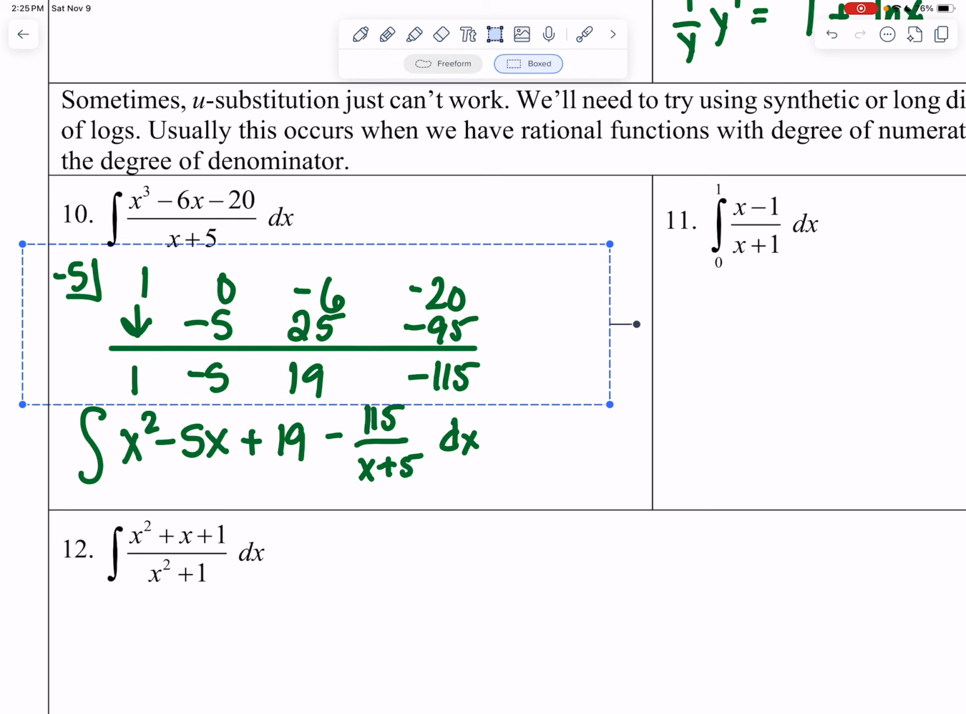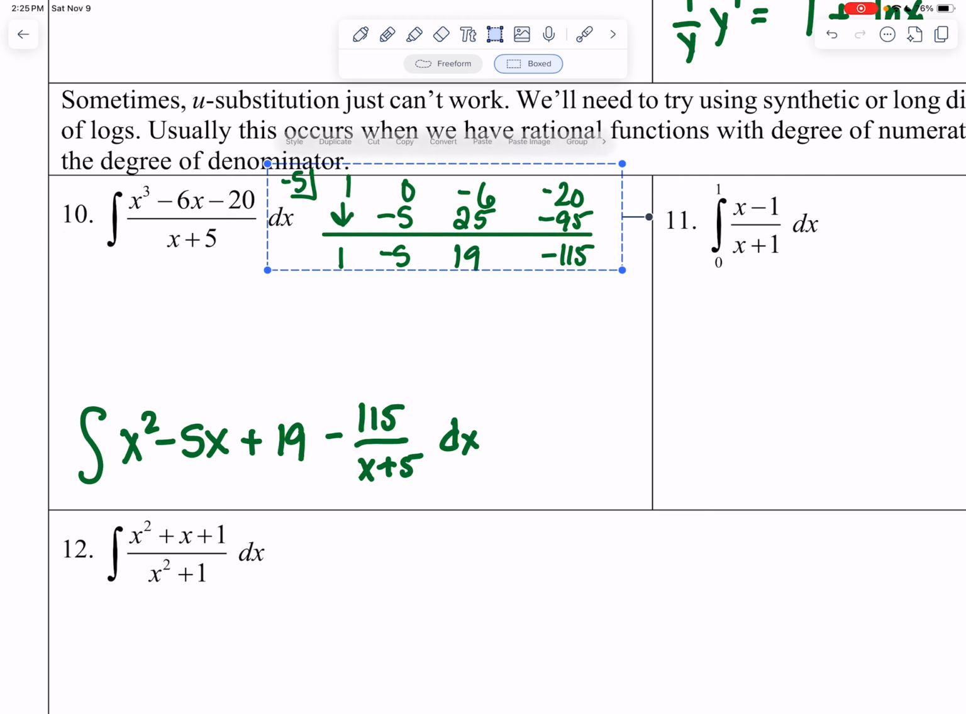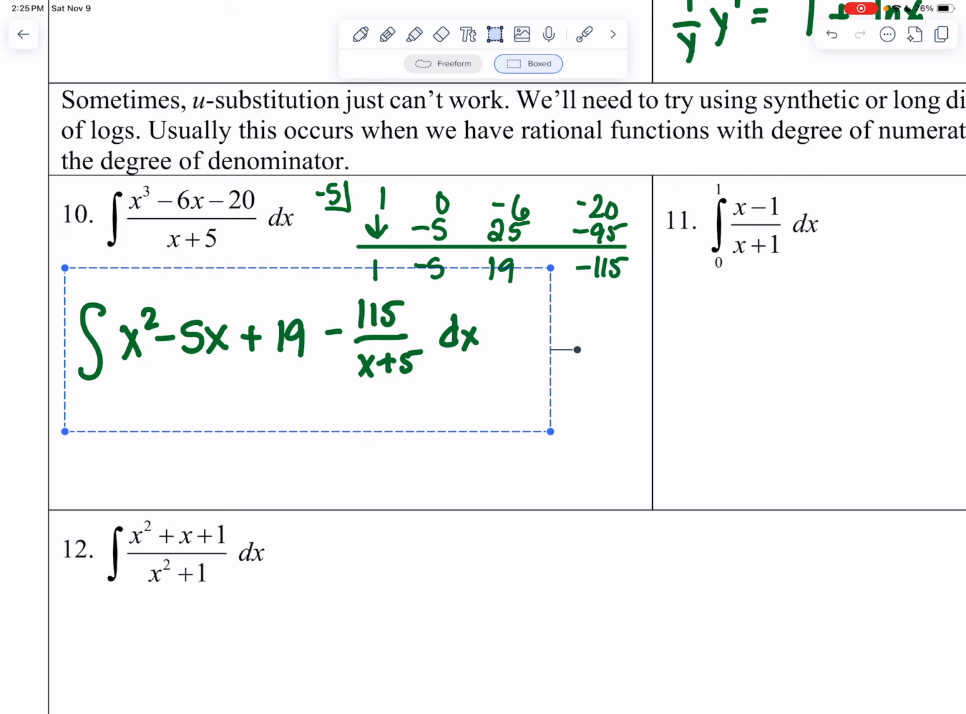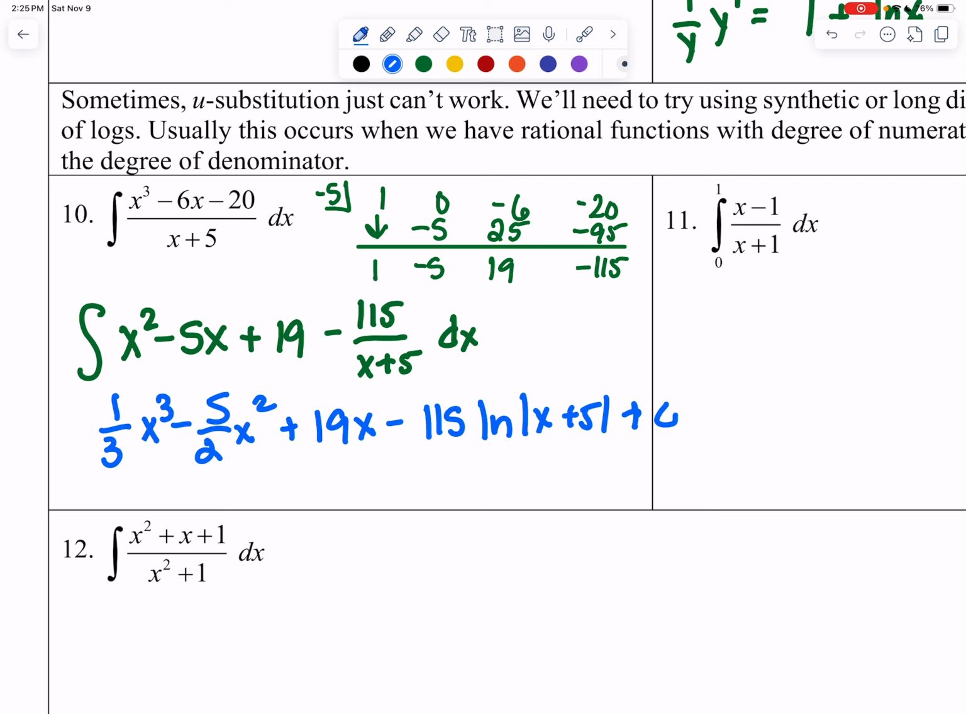This is going to be a little bit easier now because I could just integrate term by term. So then this is going to give me 1/3 x cubed minus 5/2 x squared plus 19x minus 115 ln of x plus 5 plus c. Make sure that your x plus 5 is in absolute value bars, because x plus 5 can be negative and it can be positive. So that's that.